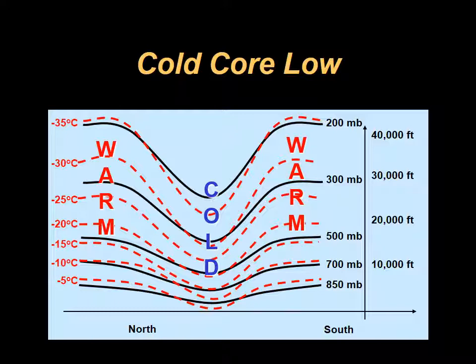Where the air is colder, the distance between the pressure surfaces is closer, and as you go up through the atmosphere, it causes lower and lower heights in the center of this low pressure system. So this is what it looks like in cross section.